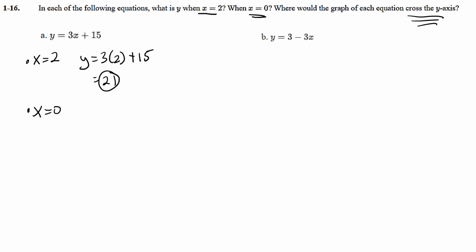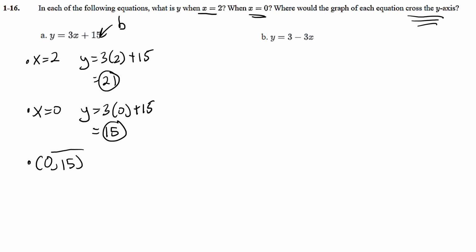When x is 0, I get this. So 3 times 0 is 0, plus 15 is 15. And that should make sense because we know that the 15 in slope-intercept form, that's my b. B is the y-intercept, and y-intercepts only occur when x is 0. And so where would the graph of each equation cross the y-axis? Well, y-intercepts occur when x is 0. So this would cross the y-axis at (0, 15).